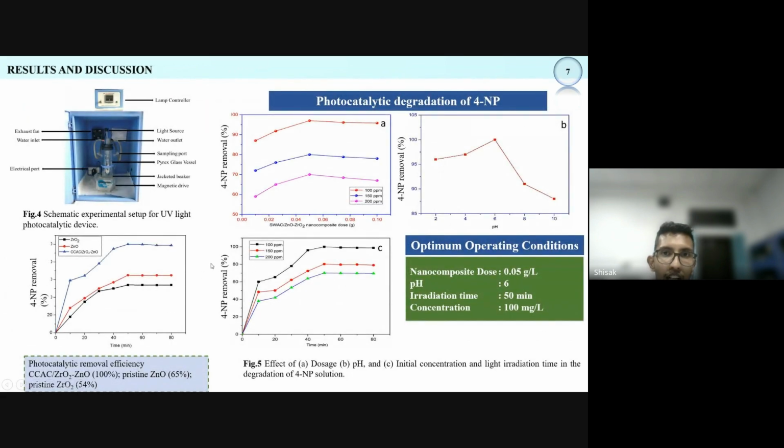After that, we have done the degradation studies of the compound, for which we have considered some operating conditions. And under these operating conditions, we were able to find 100% removal efficiency. Further, we tried to study the efficiency with respect to the pristine zinc oxide and pristine zirconium dioxide. And from there, we found that the composite material showed the highest removal efficiency as compared to the pristine zinc oxide and zirconium dioxide.